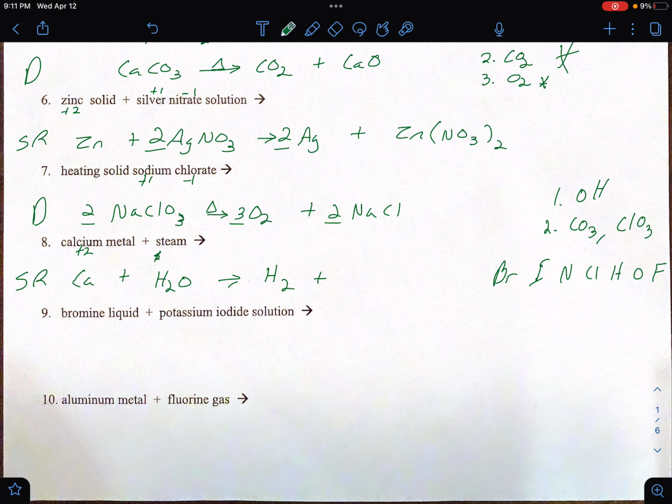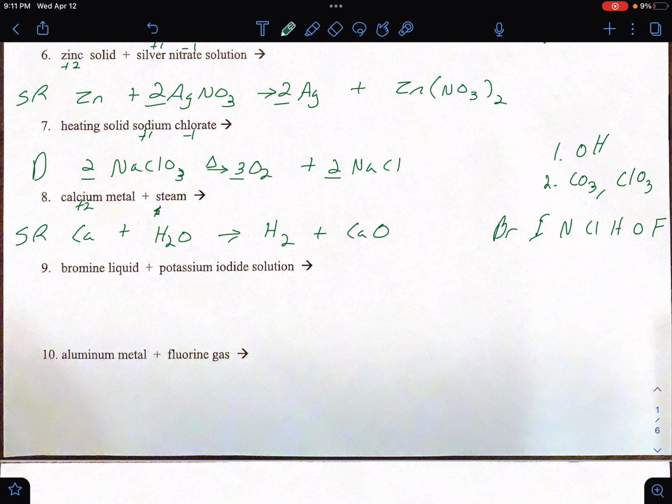And now calcium is going to go with oxygen. Oxygen is a -2, so this is going to be just CaO. So you got to see, is it balanced? 1 Ca, 1 Ca, 2 H's, 2 H's, 1 O, 1 O. Yep, it's already balanced. So this one's done.